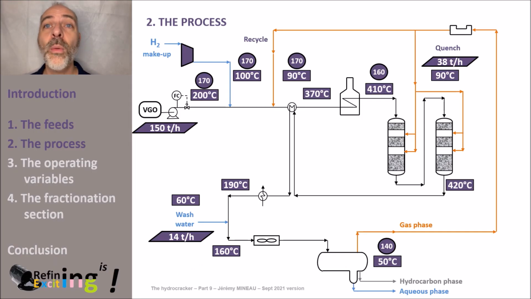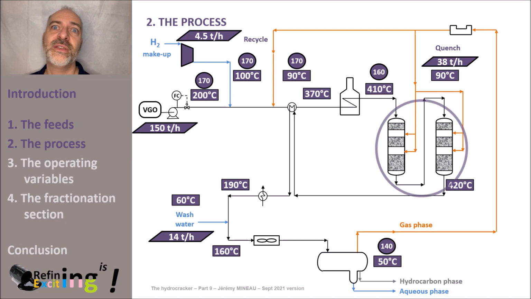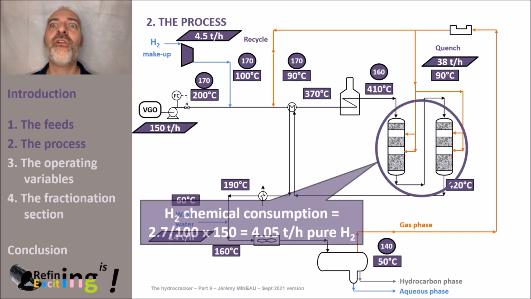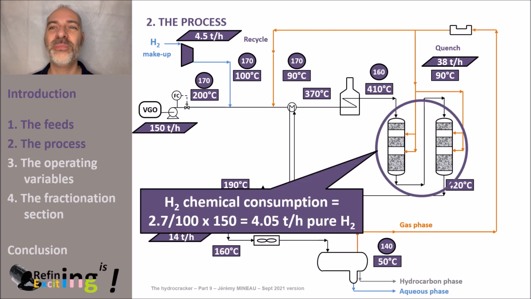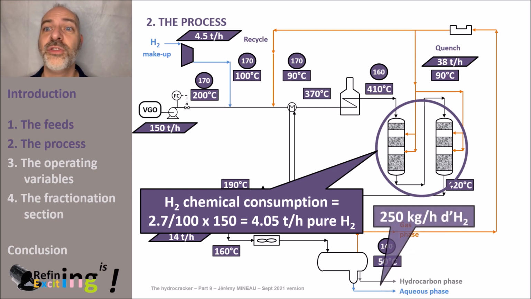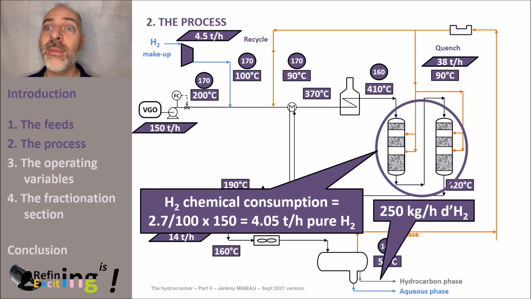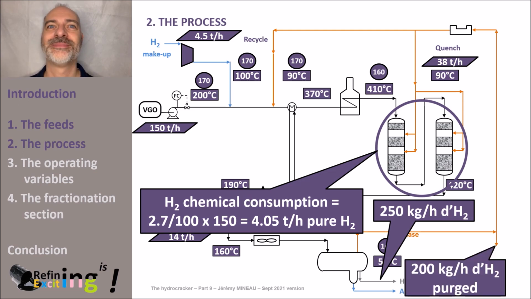But before talking about the operating variables, if you remember well, we had injected about 4.5 tons per hour of hydrogen, and we consumed 2.7 weight% compared to the feed, or 4.05 tons per hour of pure hydrogen. So we have about 450 kilograms per hour of extra hydrogen that has to leave the reaction section. But in fact, about 250 kilograms per hour of hydrogen will solubilize in the liquid of the HP drum. So there will be 200 kilograms per hour of hydrogen that needs to be purged.